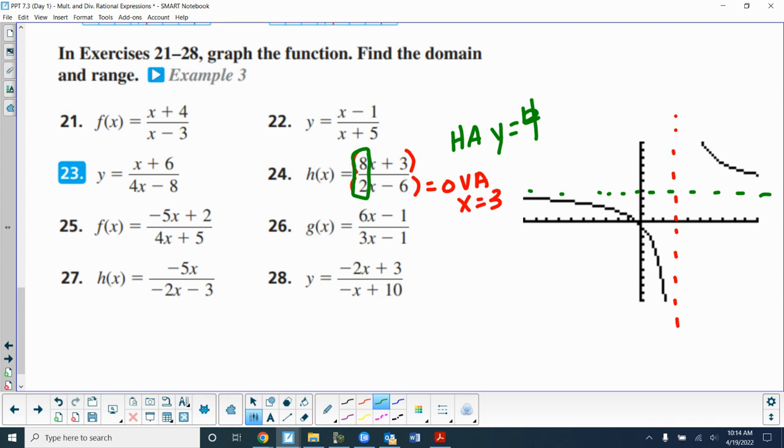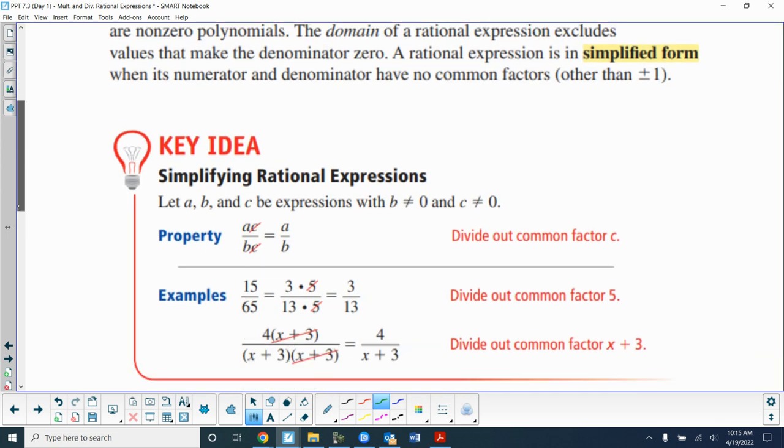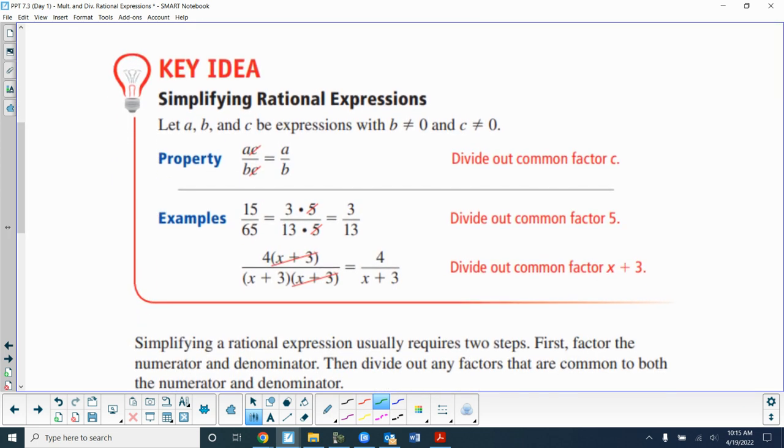Today, we're going to simplify these rational expressions, these fractions. Okay? A rational expression is a fraction whose numerator and denominator are non-zero polynomials. The domain of a rational expression excludes values that make the denominator 0. It's in simplest form when its numerator and denominator have no common factors other than plus or minus 1. Okay? So this one, these both had a common factor of c, so the c's cancel, and we got a over b.